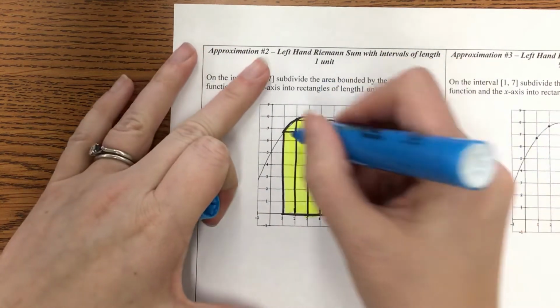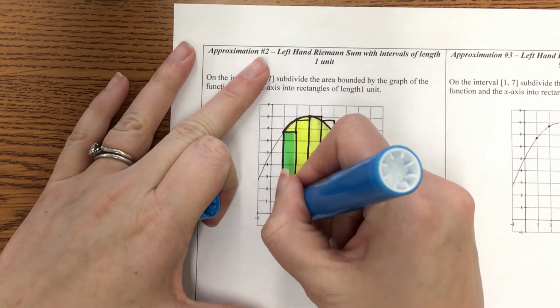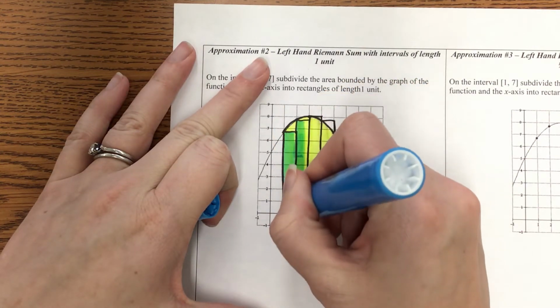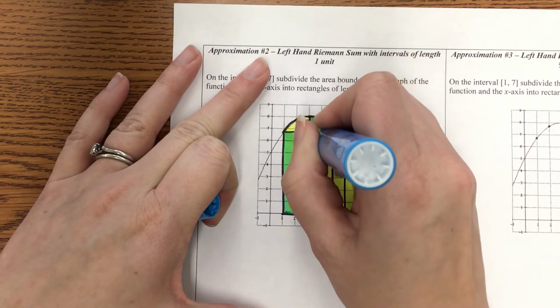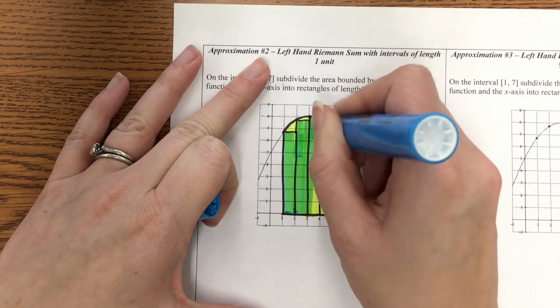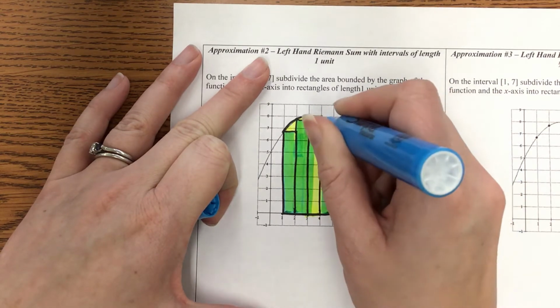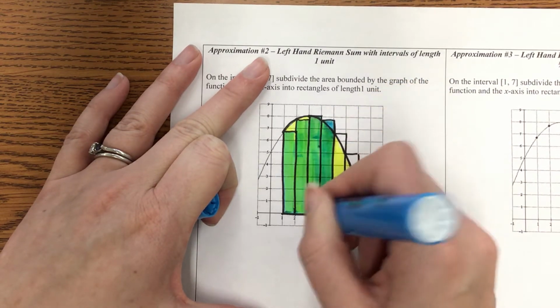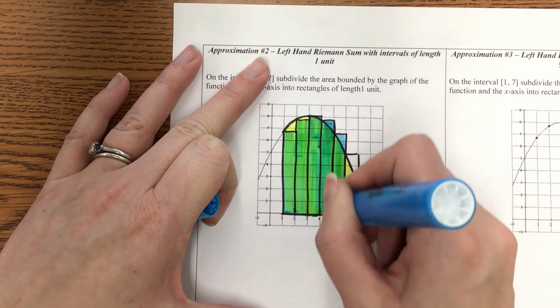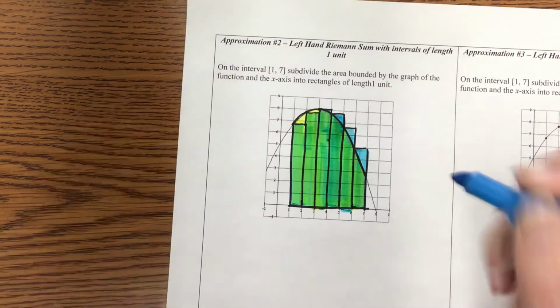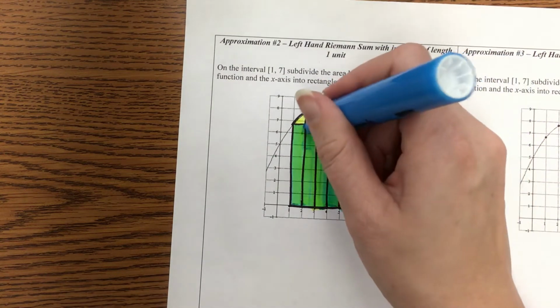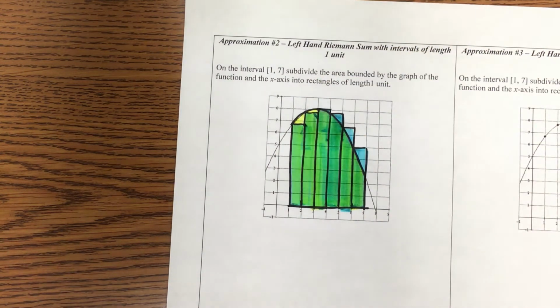So this time, this is the actual area that we are finding when we find the areas of our rectangles. There's a tiny little bit right there. Wow, I would have failed kindergarten coloring right there.